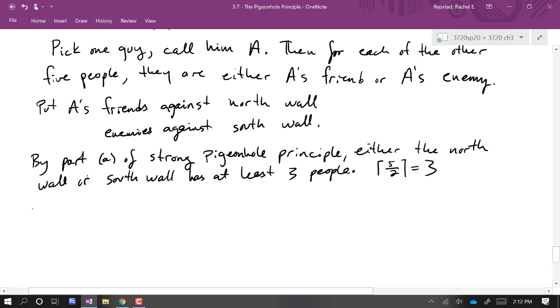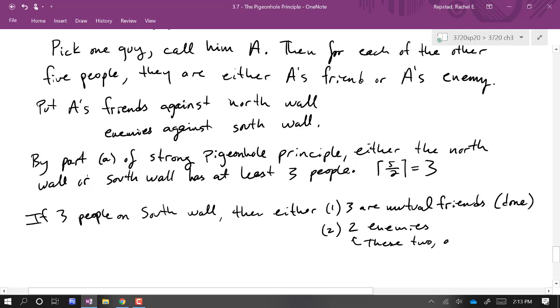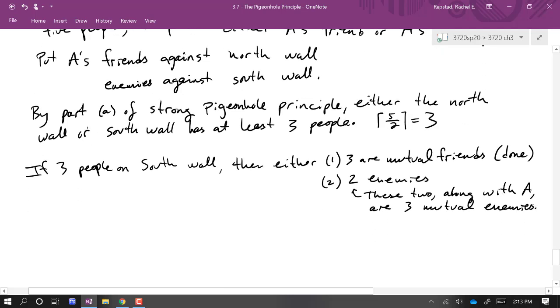So we're just going to take each case. If there are three people on the south wall, then one of the following must be true. Either three of these people are mutual friends, in which case we're done, or this wall contains two enemies. And if that's the case, then these two, along with this person A, are three mutual enemies. So if the three people are on the south wall, we know that the condition's met. We either have three mutual friends or three mutual enemies.